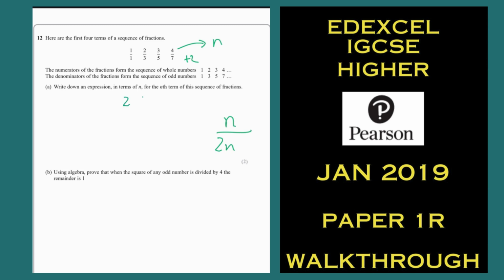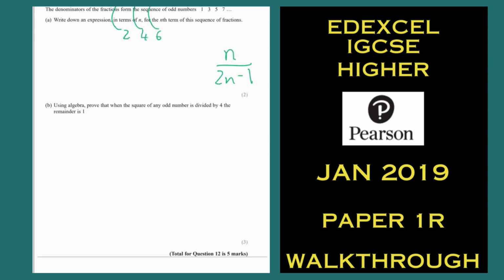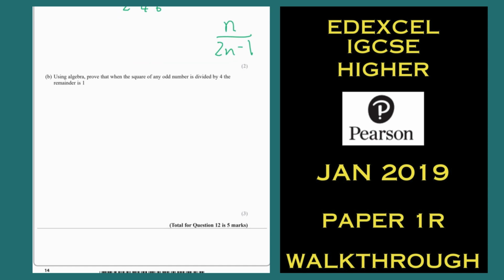And now you look at your 2 times table. As you can see, what do we do to our 2 times table to get the numbers on the bottom, the denominators? We subtract 1. And there we go. Part B. So it relies on that bit of knowledge that is easy to forget. So remember that all even numbers look like that.